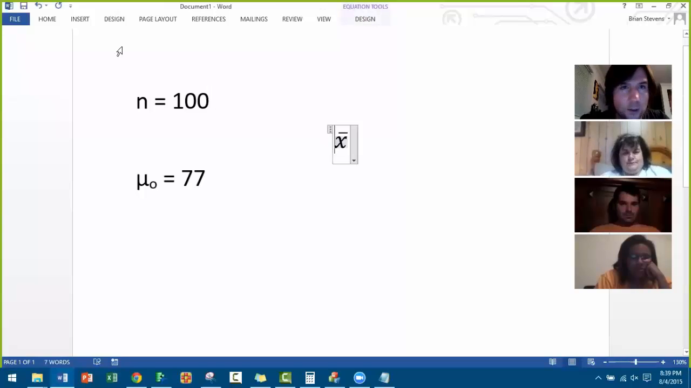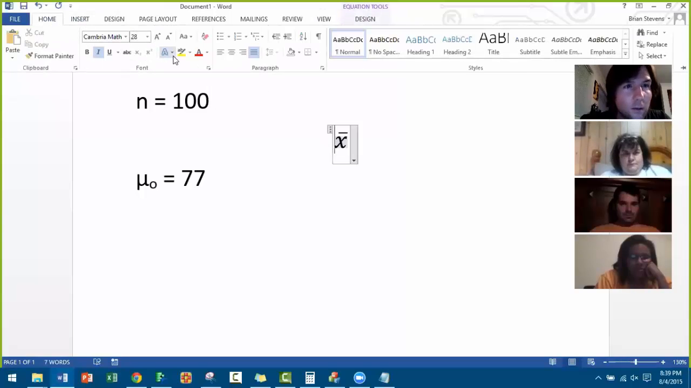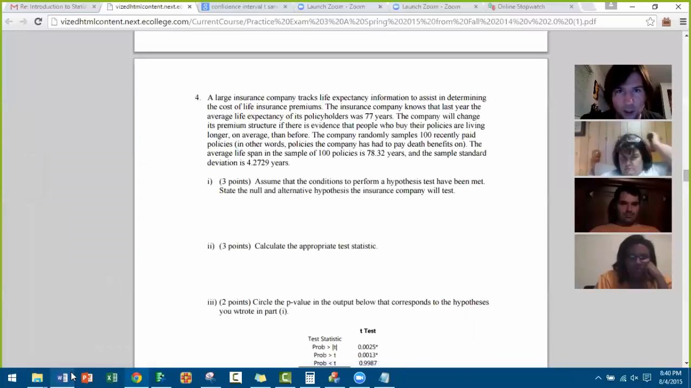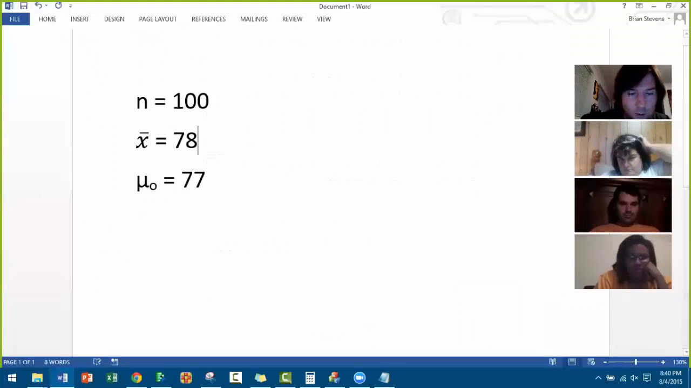So that's how we get an X bar right there. And it's in the center of the screen. I just know how to, boop. There we go. Now we got an X bar. Everything looks right in the world now. That's a nice little touch you can do. 78.32. Okay. Do things right. That's the way I say.